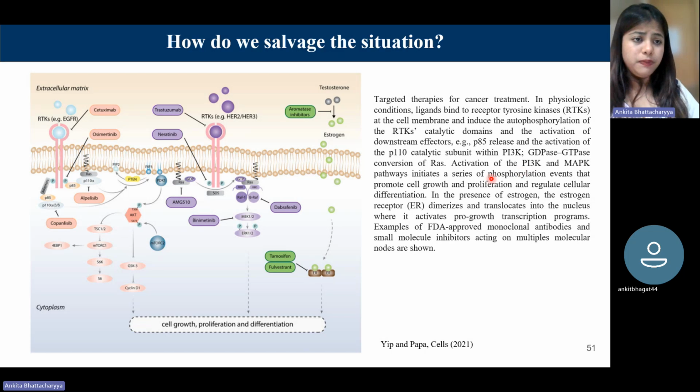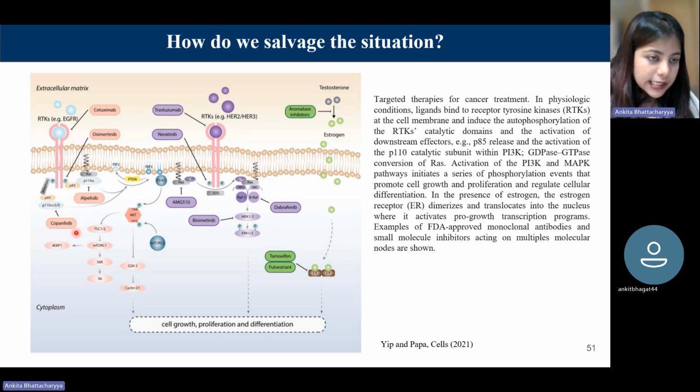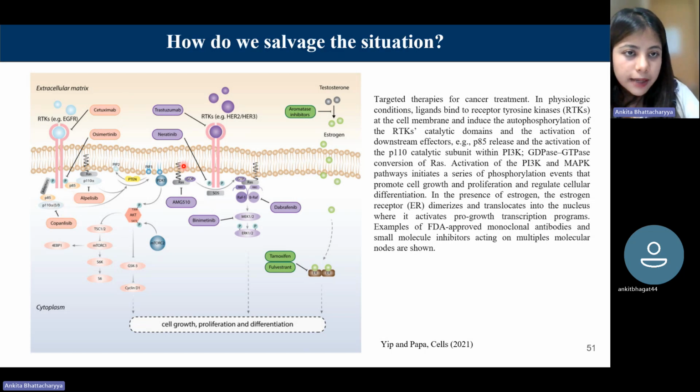So what happens here is that you can see that at each step there is a different sort of inhibitor which is being explored. Example being cetuximab, which I just talked about some time ago. What is it going to do? It's going to inhibit the binding of the ligand, for example EGF, to the EGFR. Second, there can be a drug like osimertinib, which is going to inhibit the autophosphorylation. You have copanlisib, which is going to inhibit P110. Or let's take another example. You have trastuzumab, which inhibits the binding of HER2 to the HER2 receptor.